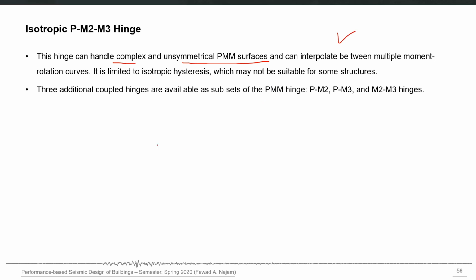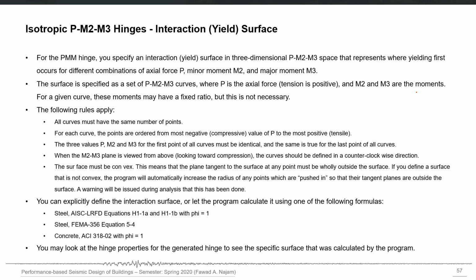Three-dimensional coupled hinges are available, and the subsets are also available. And this is some of the detail of the PM2 M3 hinge which we have just discussed. I think most of these points I have covered already. It is basically explaining how the program modifies the M theta curve based on the level of axial force and the angle of the neutral axis, and it also shows what options are available to construct the PMM surface automatically by the program.